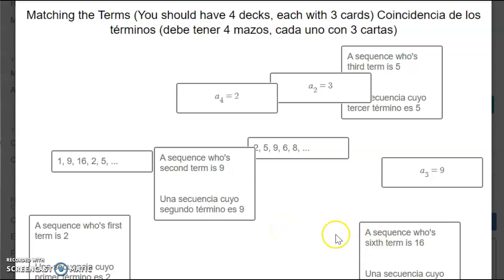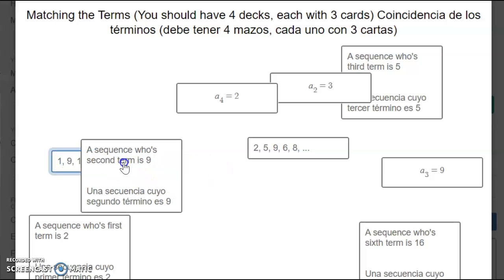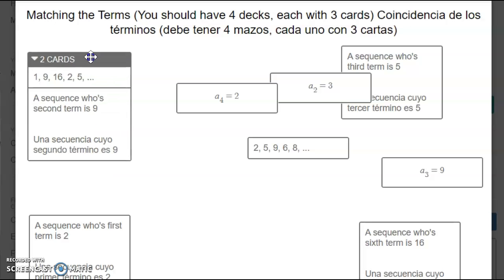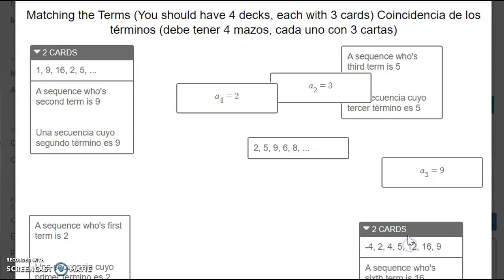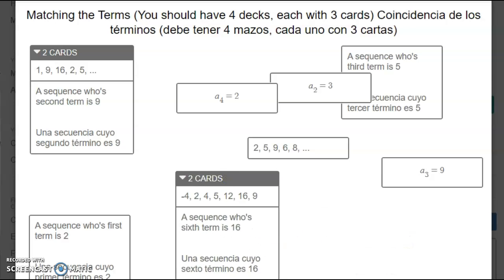Okay, well, I don't see it, so let me just keep finding a sequence whose second term is 9. A sequence whose second term is 9. I see the second term is 9 here, so I'm going to match with that. Let's bring you over here. Okay, and then a sequence whose sixth term is 16. Sixth term, 1, 2, 3, 4, 5. There are no sixth terms here, but I do see a sixth term on this one to be 16. So I'm going to match that with this.